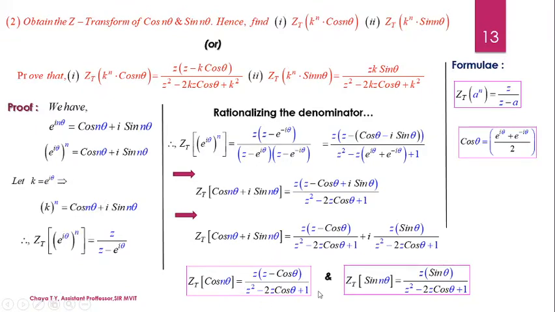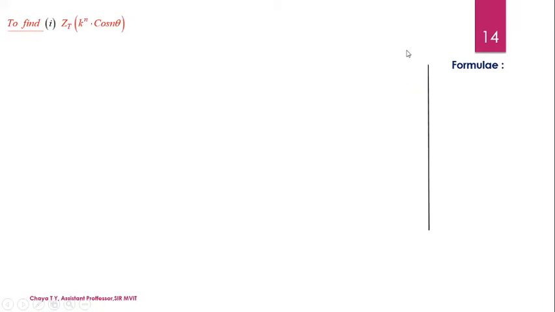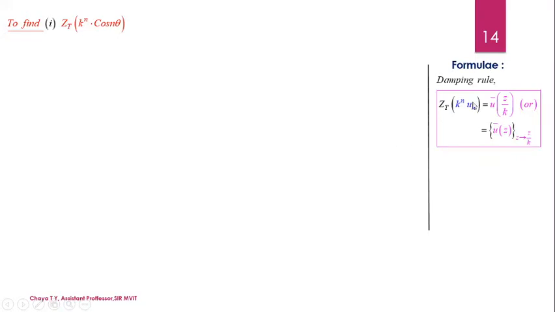I have to use these two obtained Z transforms to find the Z transform of k power n cos n theta and k power n sin n theta. Now let us consider the first one. So what is the first value we need to find? It is the Z transformation of k power n cos n theta. For this we are going to use the damping rule. What is the damping rule?